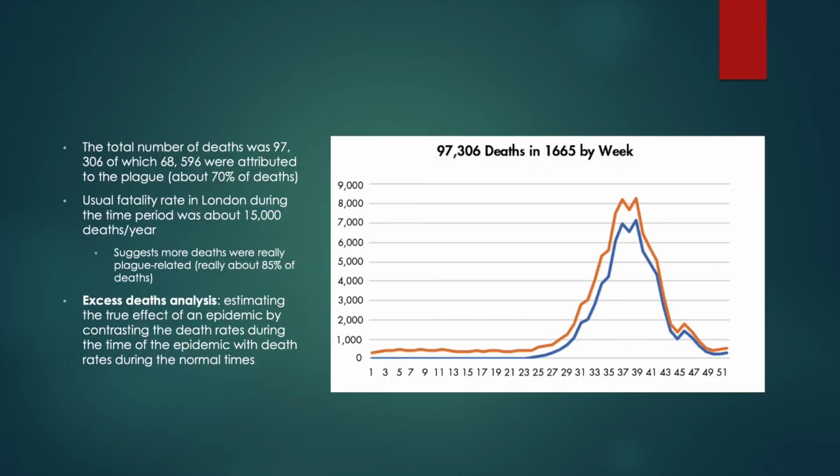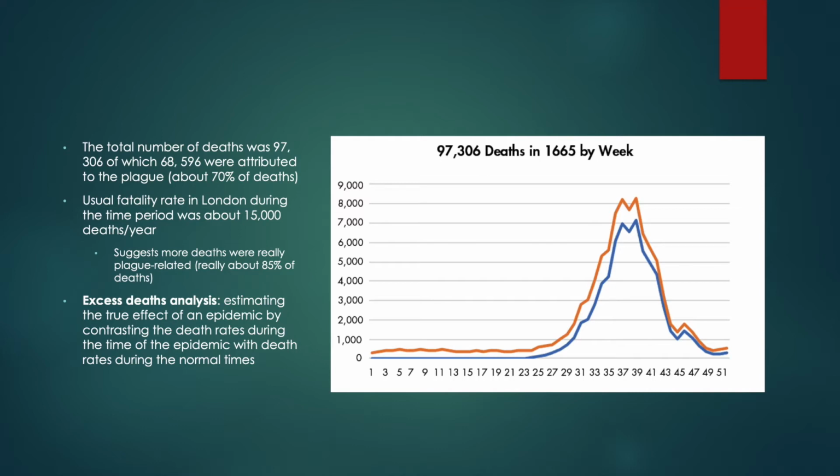Now, if we graph the statistics that come from the London Bills of Mortality, we get the graph here. In the figure, the red line shows the total number of deaths, which was 97,306, and the blue line shows the deaths that were attributed to the plague, which was 68,596 deaths, so about 70% of the deaths. Usually, the fatality in London during the time period was about 15,000 deaths per year. So this suggests that more deaths were really plague-related than what was attributed to on the London Bills of Mortality, and that the true rate associated with plague deaths was about 85%.